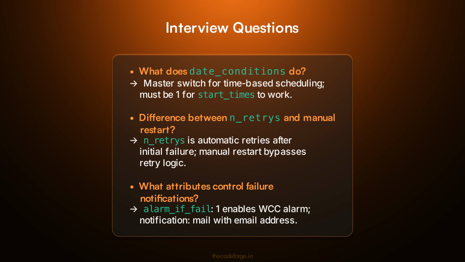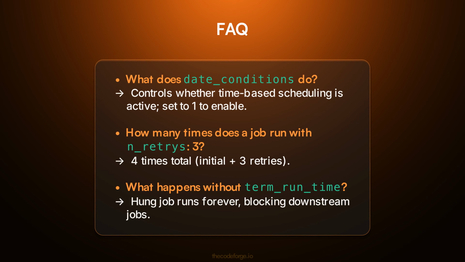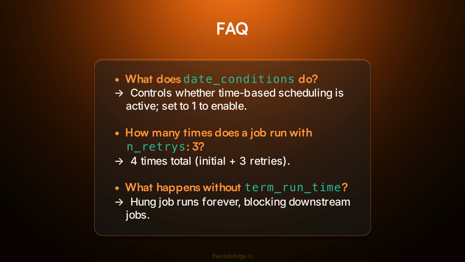What attributes control failure notifications? alarm_if_fail: 1 enables the WCC alarm, and notification with mail and an email address. And a few frequently asked questions. What does date_conditions do? Controls whether time-based scheduling is active, set to 1 to enable. How many times does a job run with n_retrys: 3? 4 times total, initial plus 3 retries. What happens without term_run_time? A hung job runs forever, blocking downstream jobs.